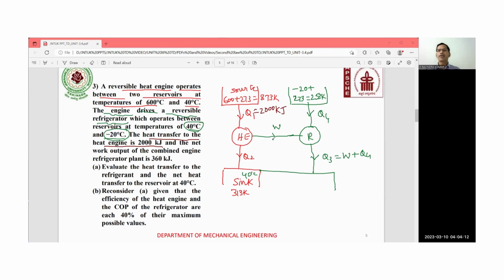Refrigerator and heat pump, so those combinations are there. The heat transfer to the heat engine is 2000, and the net work output of the combined engine refrigerator plant is 360 kilojoules, out of which one is considered as W1 and the other is considered as W2.